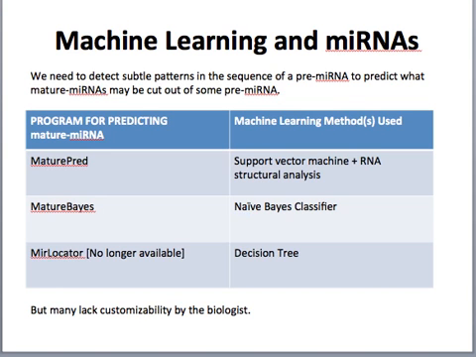There are a lot of machine learning algorithms that exist to take a pre-microRNA genetic sequence, and from that predict what microRNAs might come out of it. A few of the ones that I looked at for this project are miRdup-like MaturePred, which uses support vector machine and RNA structural analysis. I also looked at MatureBayes, which uses a naive Bayes classifier to figure out microRNAs from pre-microRNAs. And then there's also MiRLocator, which is no longer available, which uses decision trees.